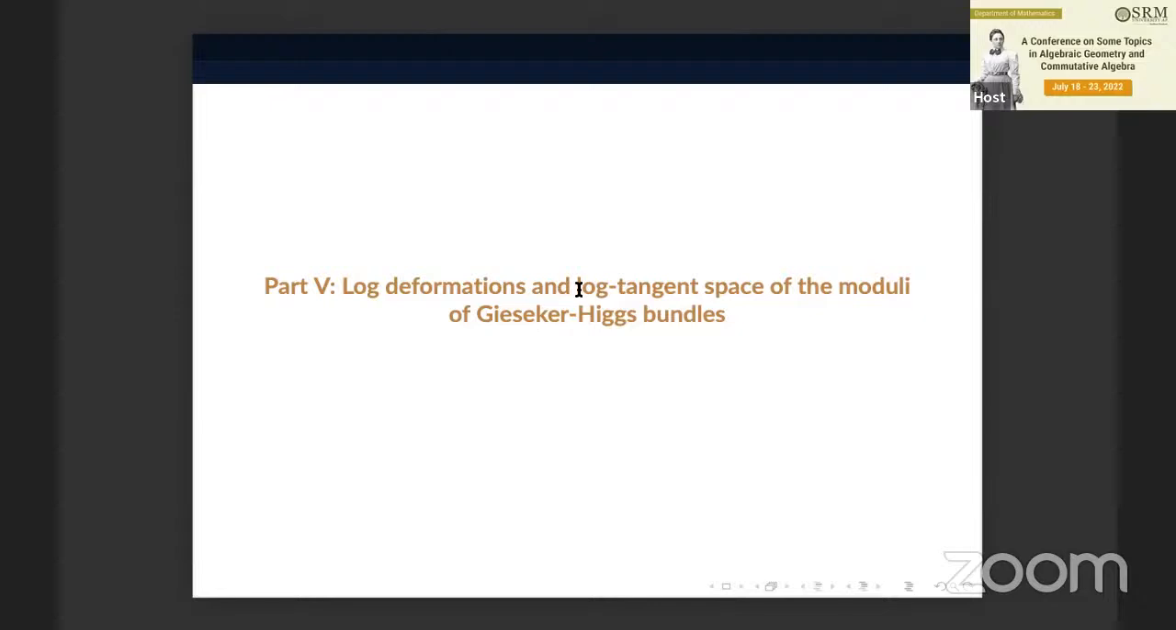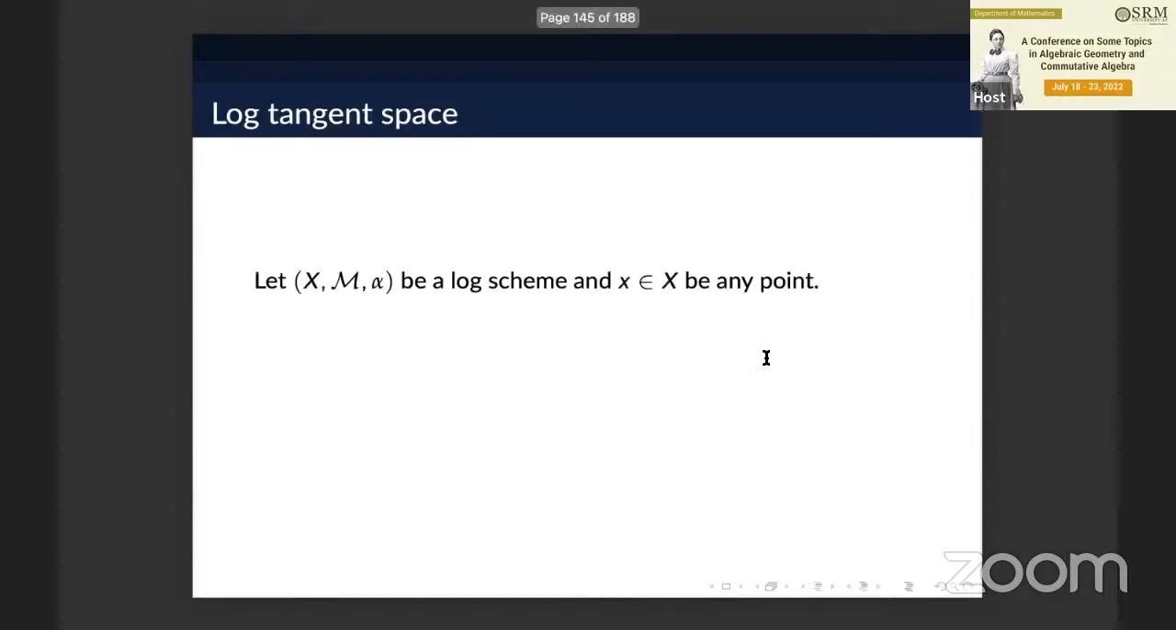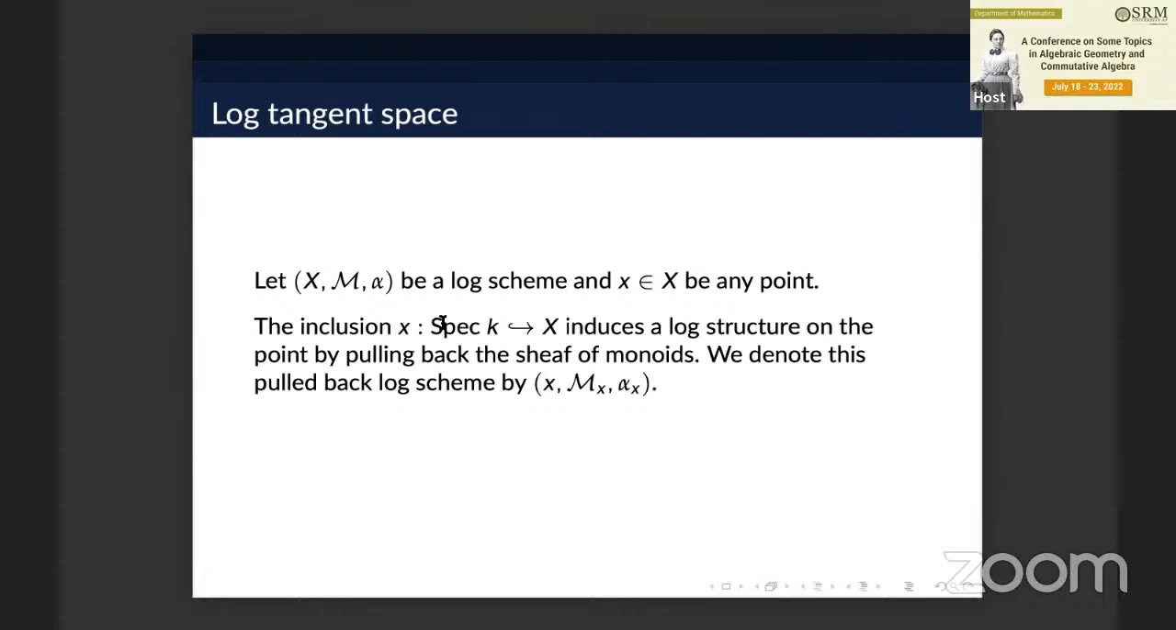So finally I talk about the log tangent space of the relative moduli space. So before that, I have to talk about the log tangent space. Let (X, M, alpha) be a log scheme and x be any closed point. Then it is a closed point, so it is given by an inclusion map to X. So X has a sheaf of monoids M, we can pull it back via this map. So it defines a log structure on spec k, the point.